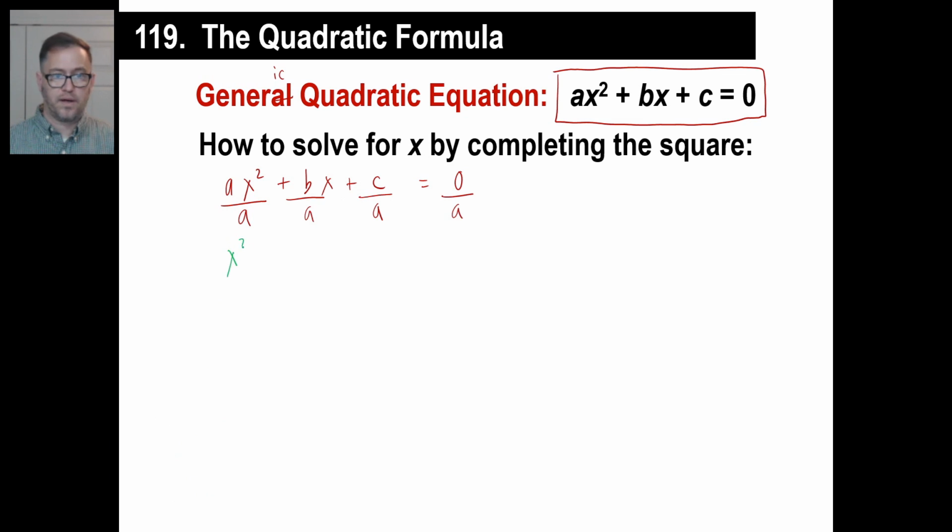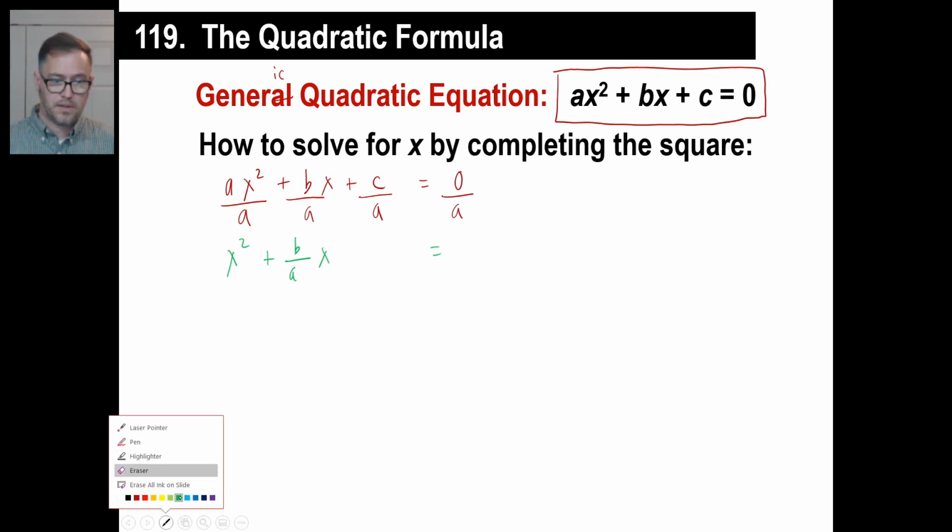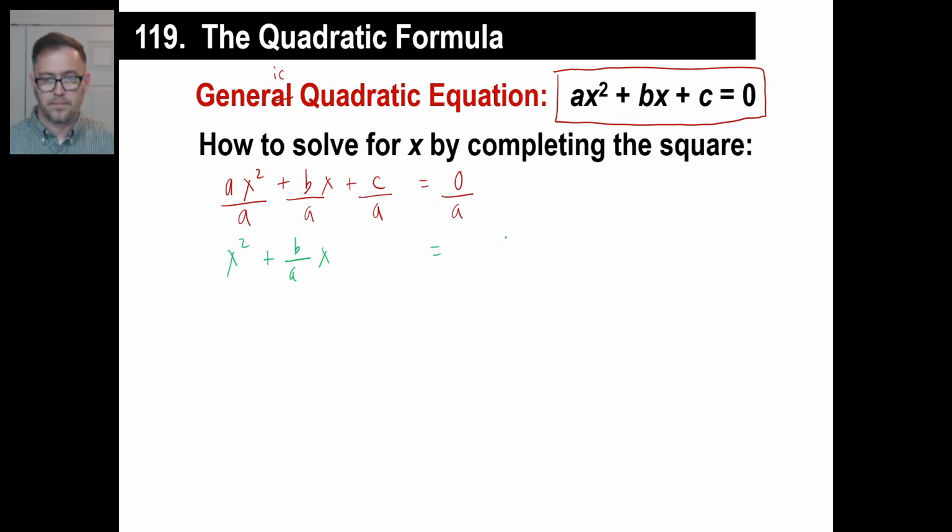So let's look at what we have now that we've divided all this by a. We just have x squared, right? Now we have b over a times x. And now we have c over a. And now we have 0, right? Okay. Now we do not want that c over a there. In fact, let's go ahead and just move this c over a to the right side, which means it turns into what? You tell me. Move it over, it turns into negative c over a.